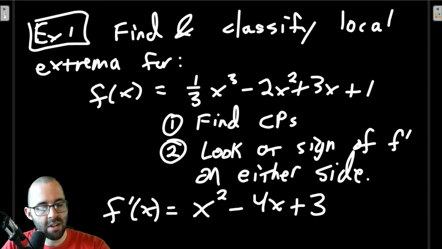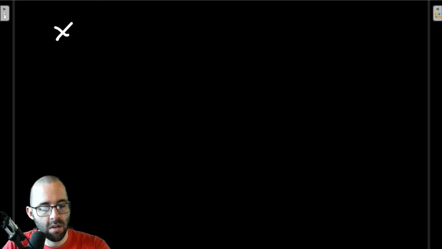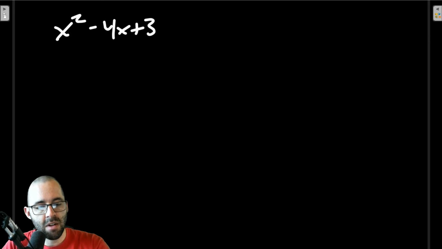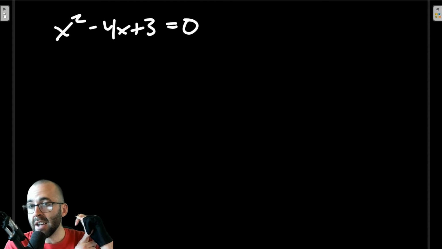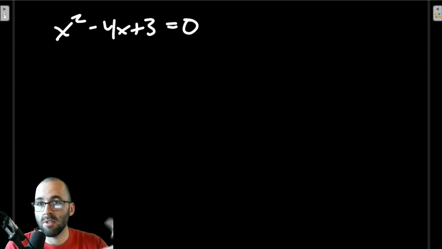x squared minus 4x plus 3. When does that equal 0? Solve this equation. This is a quadratic equation. You can factor it, you can use the quadratic formula, you can complete the square. Feel free to reach out to me if you want some review. I got some videos on that stuff.